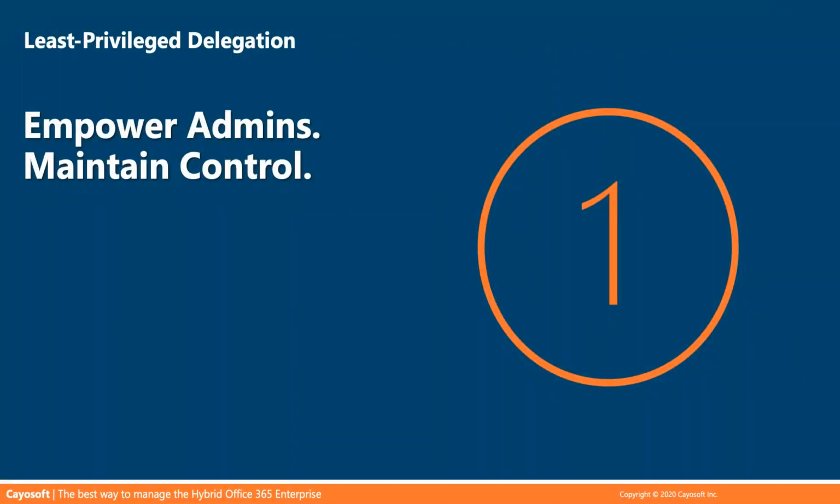So that's just a quick little intro. We promised you 3 modern ways to protect identities. The first one is delegation, which lets you empower your admins yet maintain control. And with that, Bob, I think this is a good place to let you walk our audience through these 3 ways. Okay, great.